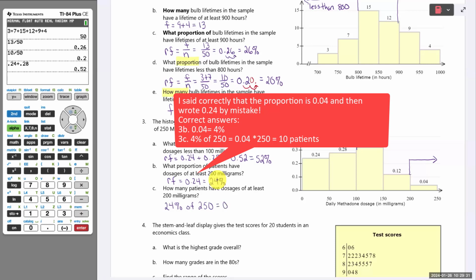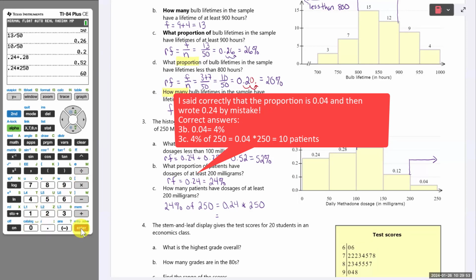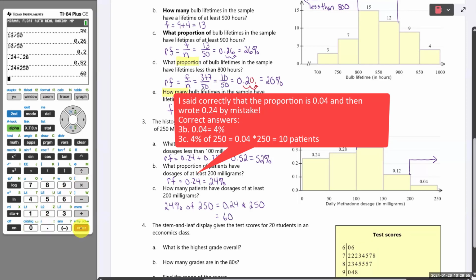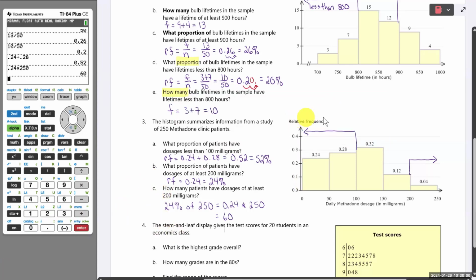All right, so we're just doing our proportion of a value. So we can take the percent and write it in decimal, 0.24. And then if we multiply that by the frequency, we will get our total patients that meet that condition. So 0.24 times 250. So it looks like we've got 60 patients with dosages of at least 200. So if that axis was labeled frequency, we wouldn't see 0.04, we would see 60.